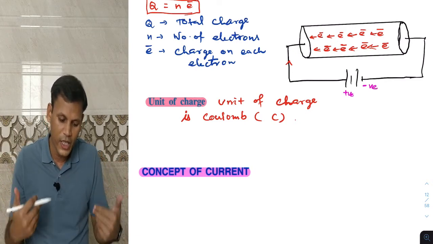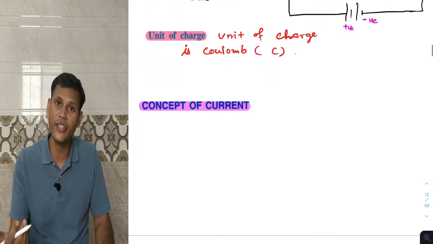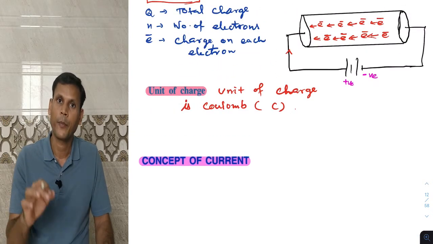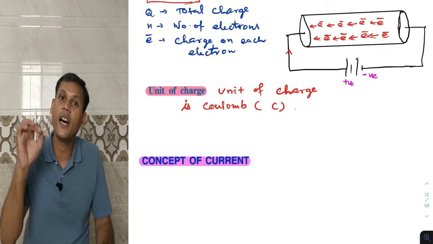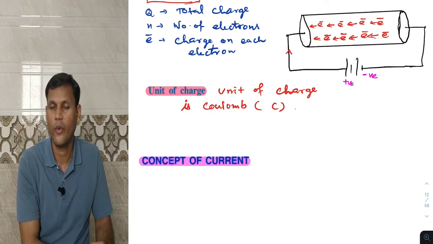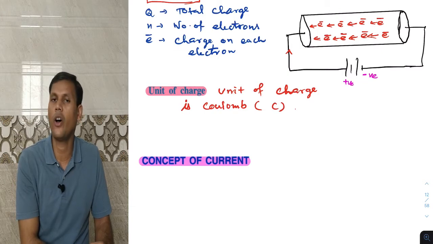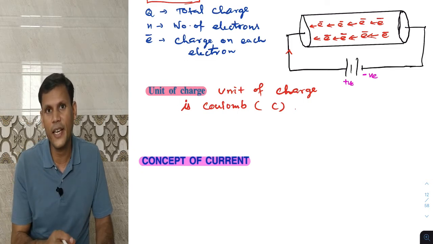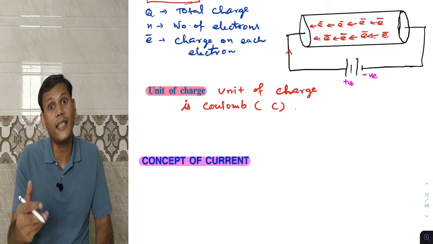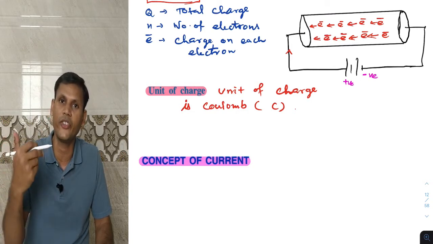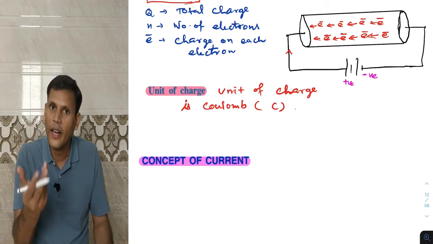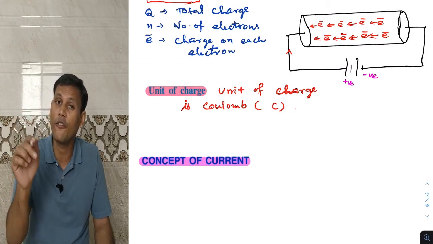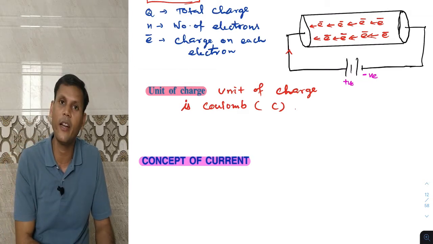So what is the observation? What is the concept of current? It is nothing but flow of charge. It is the rate of flow of charge. And we know, if in physics the word rate comes, it means that term will be divided by time. Rate of what? Charge. Rate of flow of charge means charge divided by time.